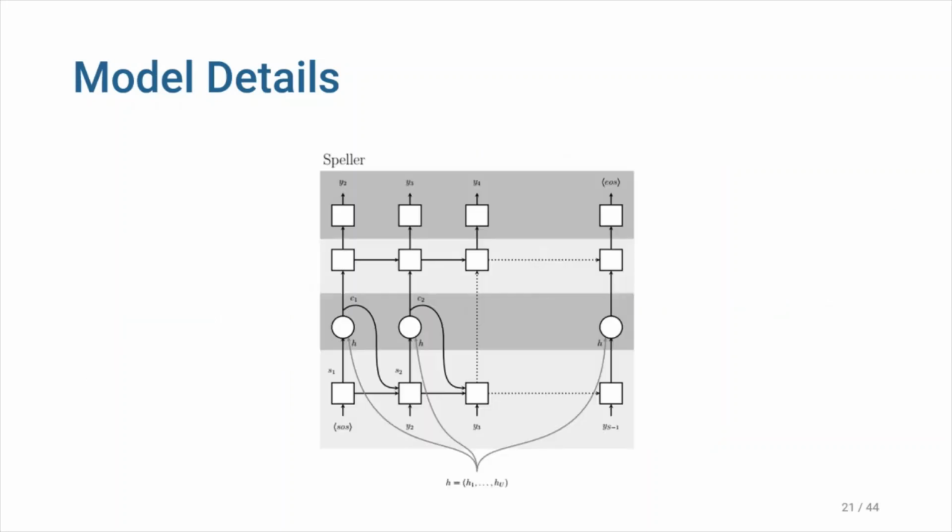The spell function used a two-layer LSTM with 512 nodes each. In order to produce the transcription of the input audio, the context vector is fed into a LSTM network along with the previous hidden states and previous outputs.